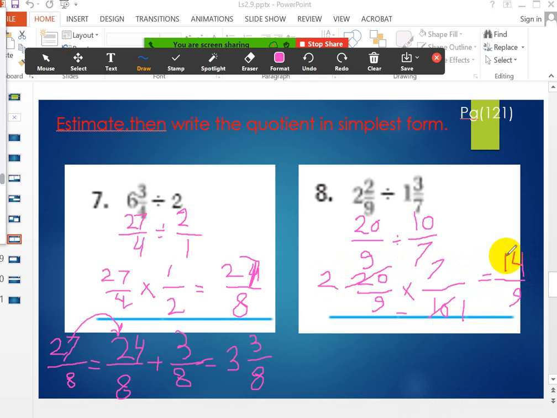Okay, let's break 14 over 9 and write it as a mixed number. I will break it into two fractions with the same denominator. I will take from 14 the greatest number able to divide on 9. What is the greatest number able to divide on 9? It's 9, right? So if I take 9 from 14, what's the number left?